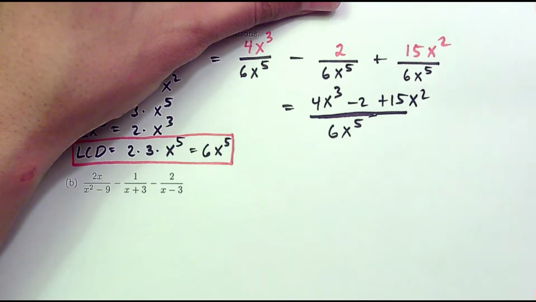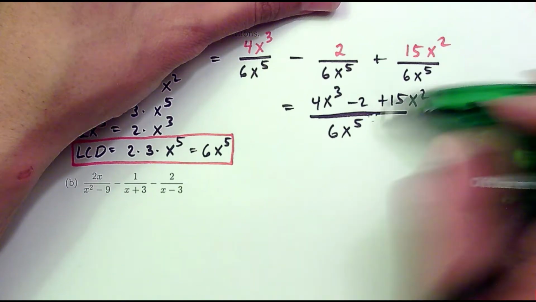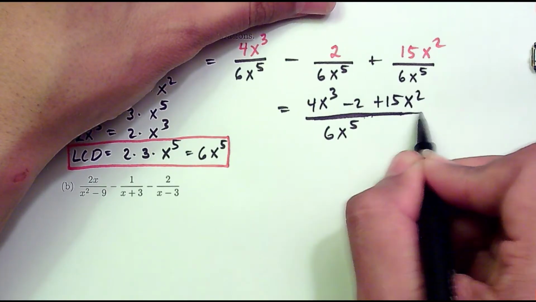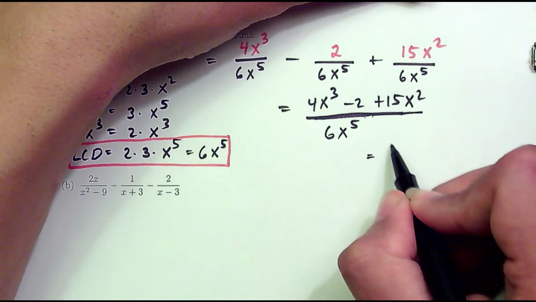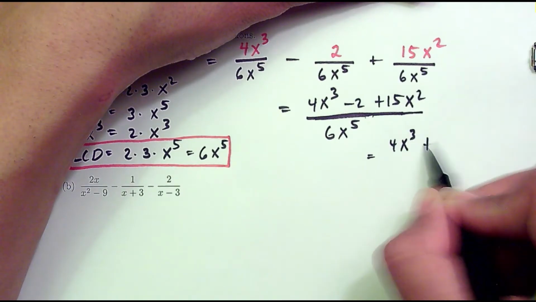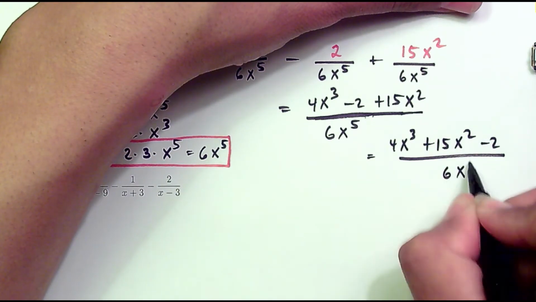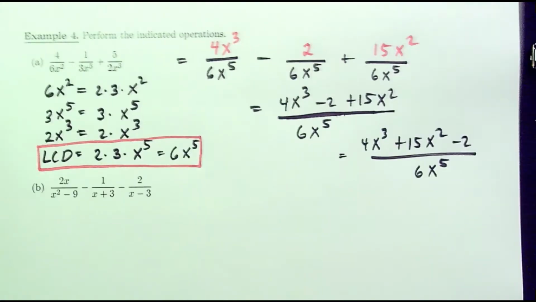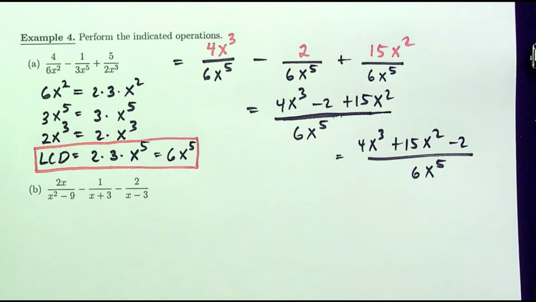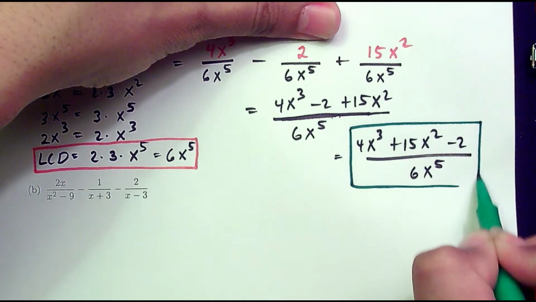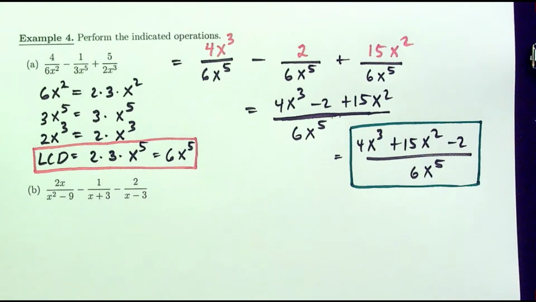We normally remember that we normally write things in order. So even though this is correct, I would probably write it in descending order. So I would write 4x cubed plus 15x squared minus 2 over 6x to the 5th. That looks a little bit better because it's in order. All right, so that's it. Okay, so that is the procedure.